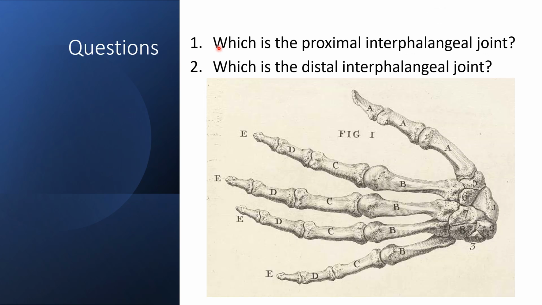Now, I asked this question earlier, which is proximal interphalangeal joint, which is distal? You see the wrist here, and we're not going to use the thumb, we're going to use the fingers. You can see that in the fingers, from here to here, you have one joint here, which is farther away, so this would be the distal. And this here would be the proximal interphalangeal joint.